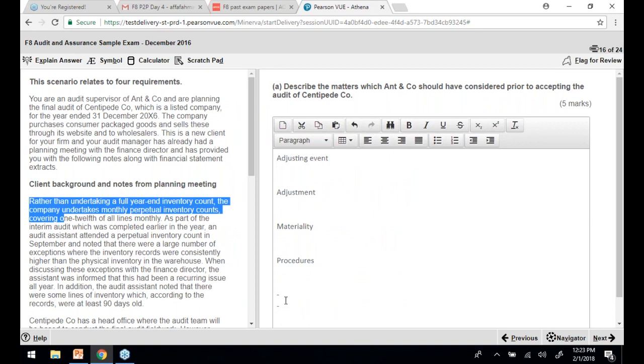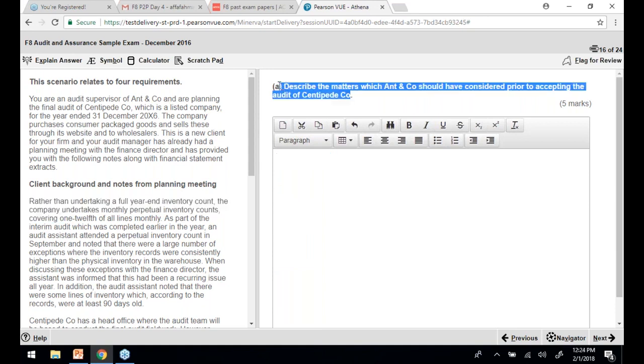Can I just quickly ask, do you know the answer to what's the requirement over here? These are 5 very easy marks. Can you just tell me if you've understood the question? Do you know the answer, the technical answer? The matters which Ant and Co should consider. Can you give me the answer if possible, please? 5 minutes left. Not screaming, screening.